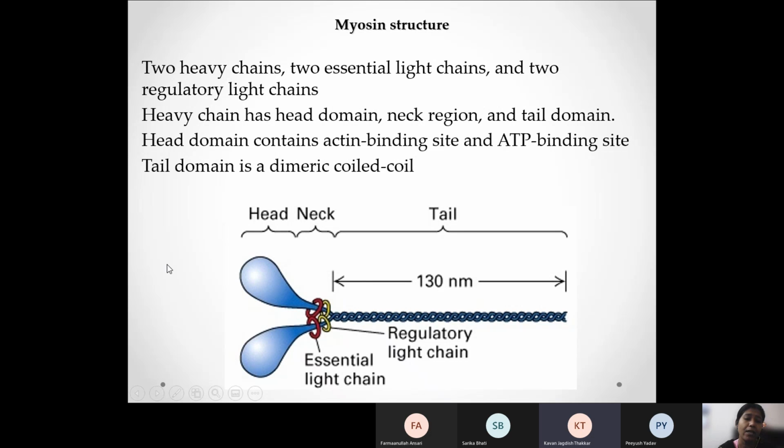The head region has two distinct activities. One is the actin binding activity and one is the ATPase activity. So myosin can bind and hydrolyze ATP and can also bind actin. These two activities were found to be in the head region, but in opposite parts of it. If you imagine a globe, then imagine two opposite regions of that globe. ATPase activity would be on one end, and actin binding activity on the other end.